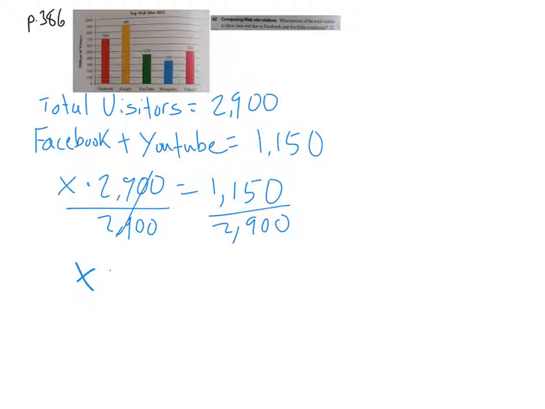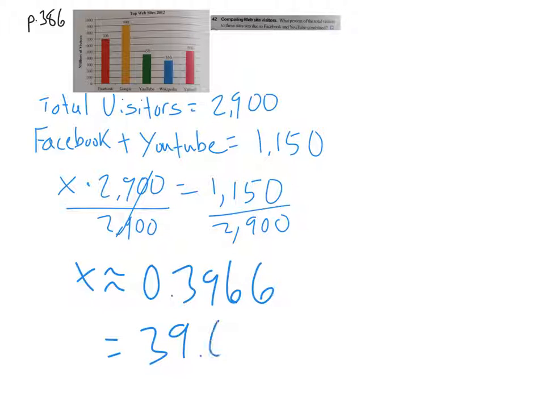Cancels out here. And we get x equals decimal first, obviously rounding it. So x is about equal to 0.3966. And since we need a percent here, that's 39.66%.